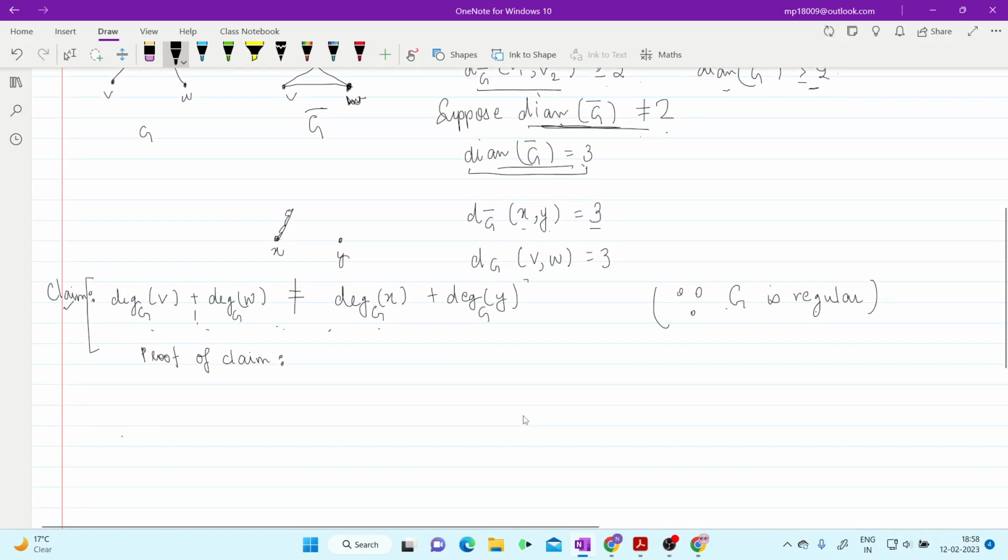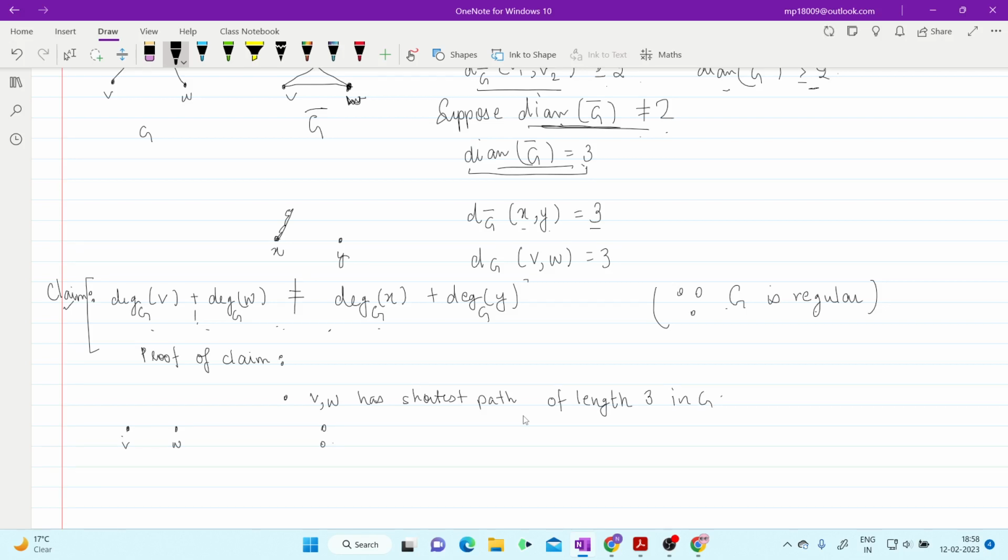So let's prove this claim. V and W are vertices which have a shortest path of length 3 in G. Therefore, V and W have no common neighbors in G.